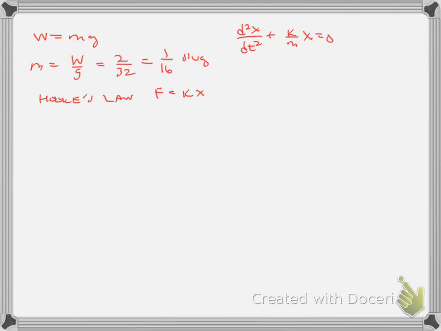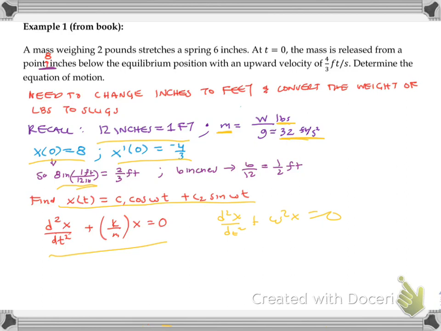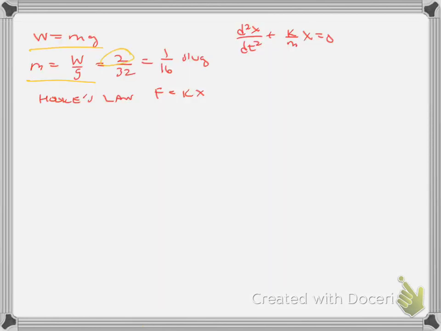Okay, so again, we know that weight equals mass times g, which is acceleration due to gravity. So mass equals weight over g, and we were given that the mass weighed 2 pounds, right? That's where that 2 comes from, divided by 32, which is the acceleration due to gravity when we want to convert to the unit slug. So it's 1/16 of a slug. Again, that's our differential equation. We're going to use Hooke's law to figure out our k, because we already know m. So m is 1/16, right?